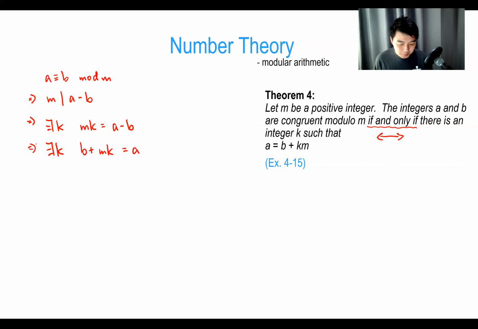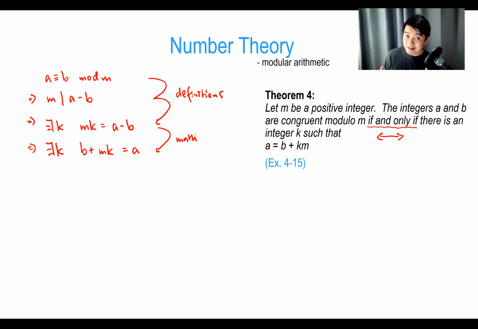Now, please notice that my argument up to this point is a one-directional argument. I said a is congruent to b implies that m divides a minus b, implies that there is a k, implies that the last statement is true. But please notice how we got to each step. The first step and the second step are definitions. The third step is math.